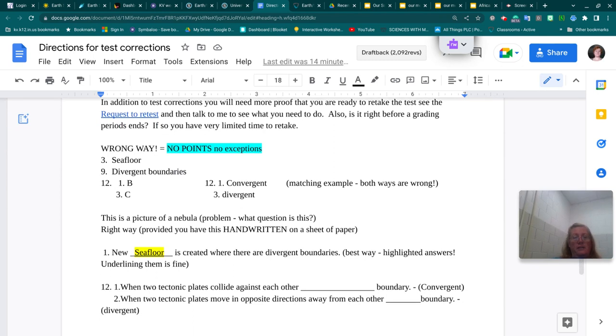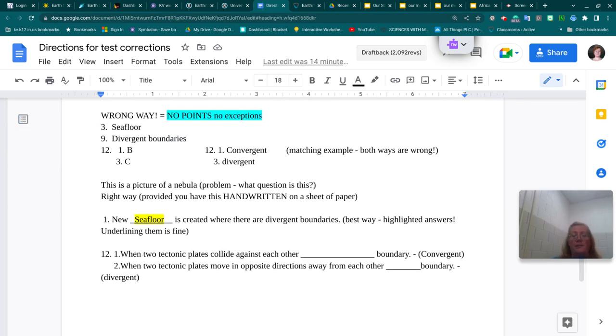What else? Here you go. Wrong way, no points, no exceptions, no ifs, ands, or buts. It was my first time, I didn't understand. If you wrote 3 was the seafloor, if you wrote 9 is divergent boundaries, this is a different test if you can't tell. If it was matching and you wrote B, C, D, even if you wrote convergent, divergent, you're not writing out the definition. You're not getting any learning process at all from it.